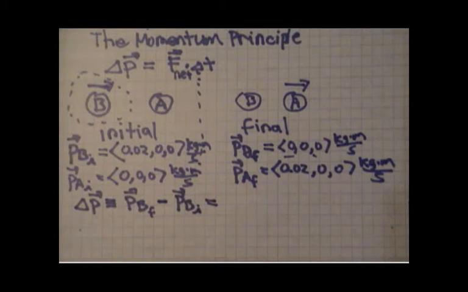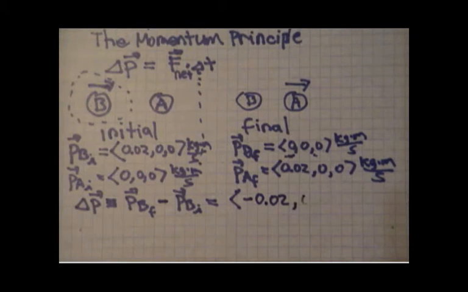And what that means is that when we calculate this vector, remember, the way you calculate a difference of two vectors is to subtract component by component. So to calculate the first component here, I want to take the x component of PB sub f, which is 0, and subtract from that the x component of PB sub i. So when I do that, it's 0 minus 0.02. So the x component of the change in momentum is negative 0.02.